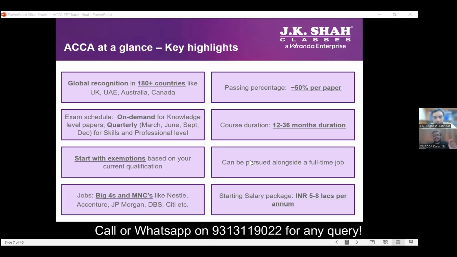The exam schedule for chartered accountants who are going to give the last 4 papers is quarterly. Every 3 months, we conduct exams: March, June, September, and December. So for chartered accountants who are clearing, they will have their exams 4 times: March, June, September, and December.